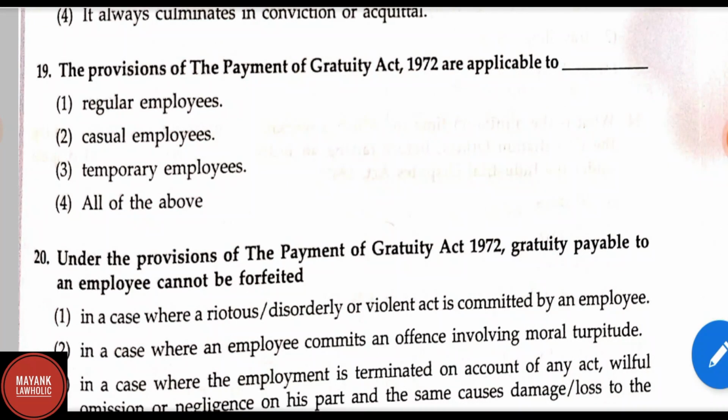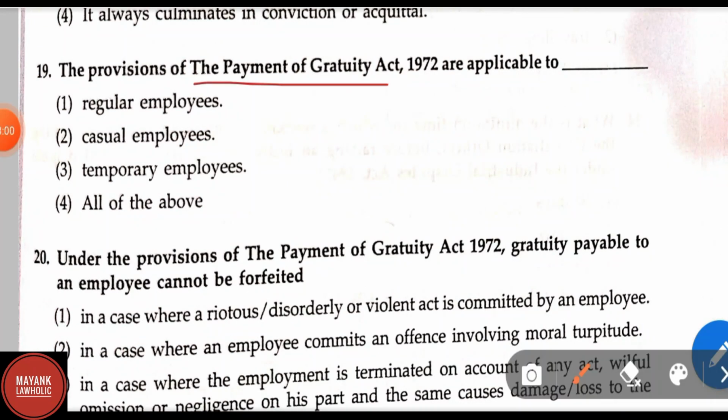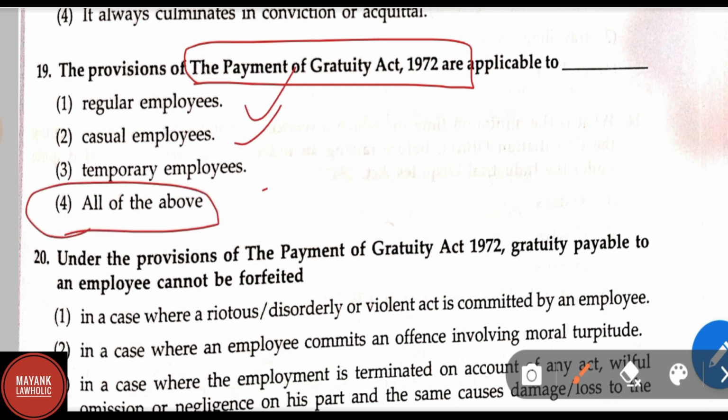Question 19. The provisions of the Payment of Gratuity Act 1972 are applicable to: 1. Regular employees, 2. Casual employees, 3. Temporary employees, 4. All of the above. Correct answer is 4, all of the above: regular, casual and temporary employees.